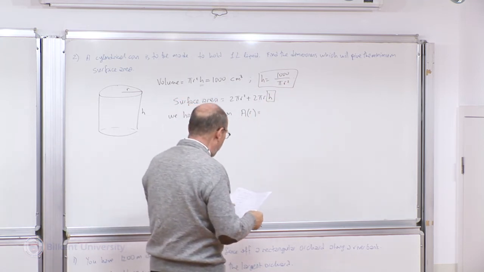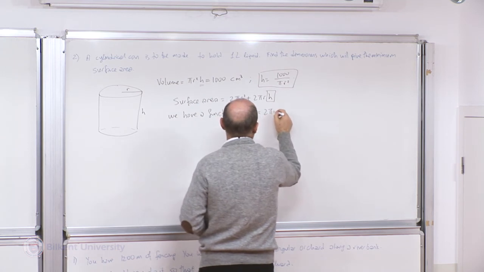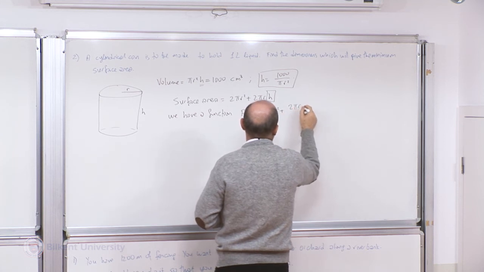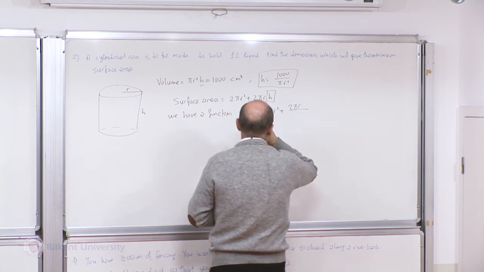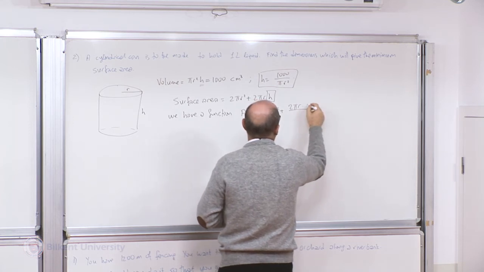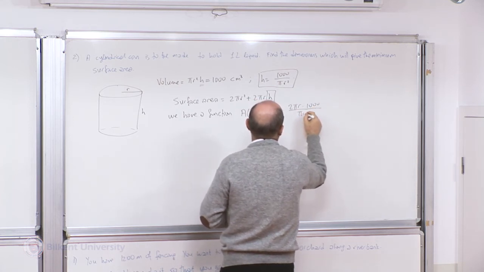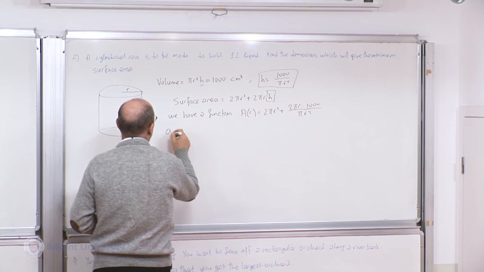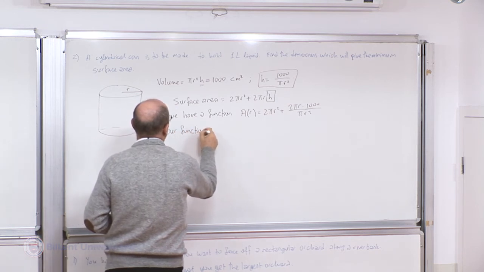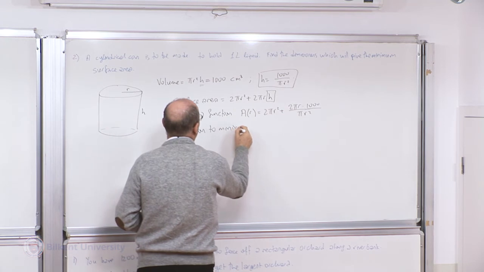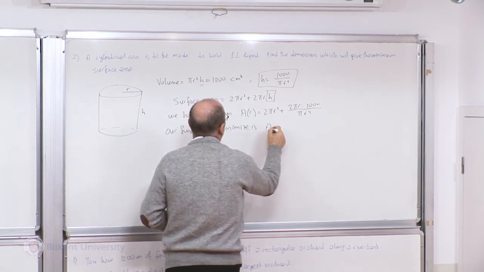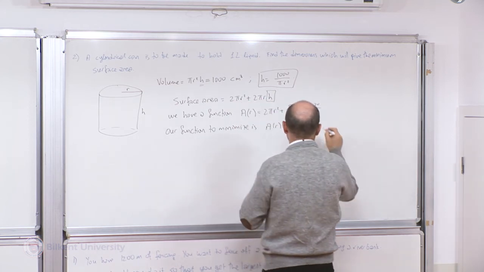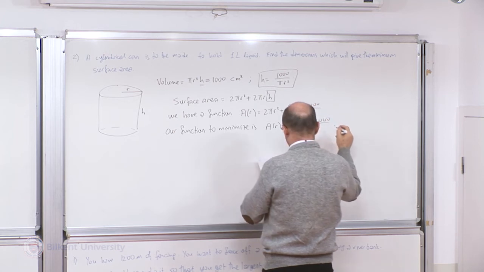A of r. So 2 pi r square plus, okay, let me write this 2 pi r, and h is 1,000 divided by pi r square. Okay, so our calculus function to minimize is A of r equals 2 pi r square plus, after you cancel this, this is 2,000 over r.